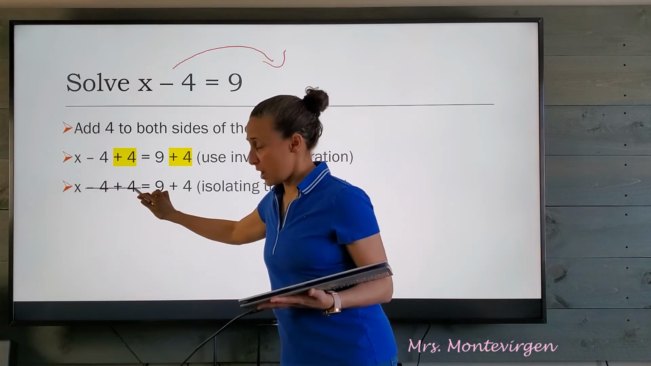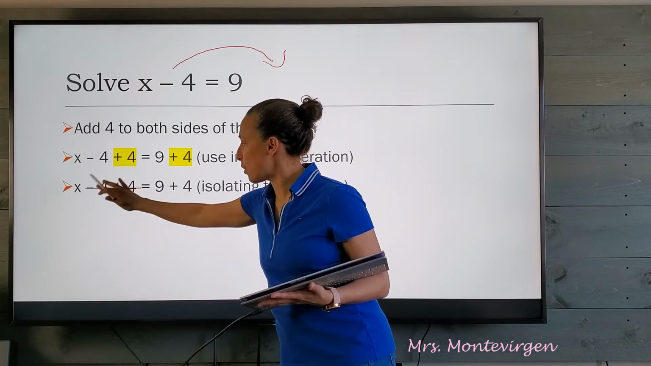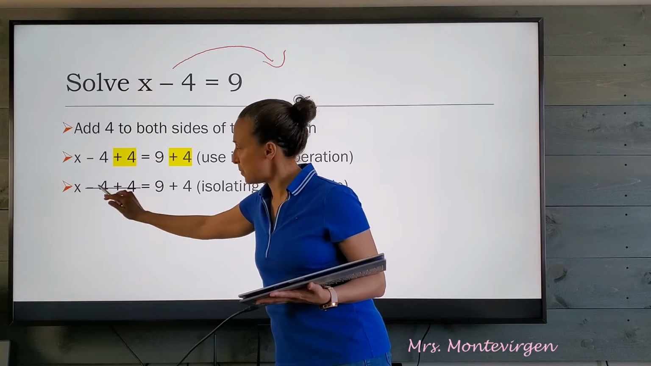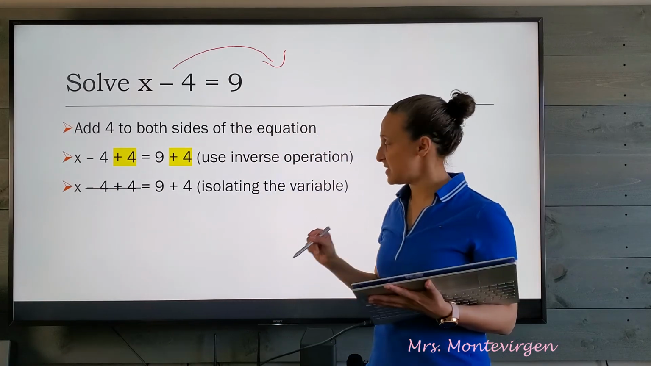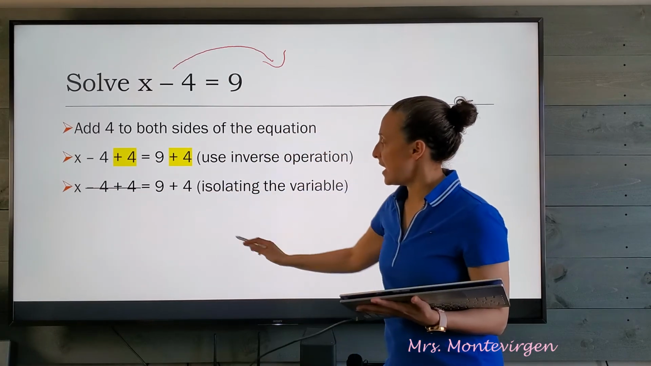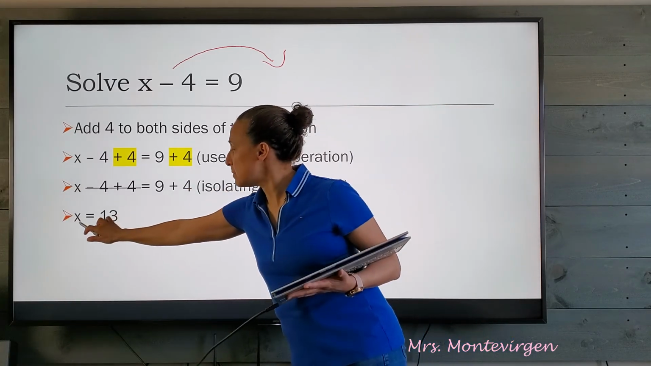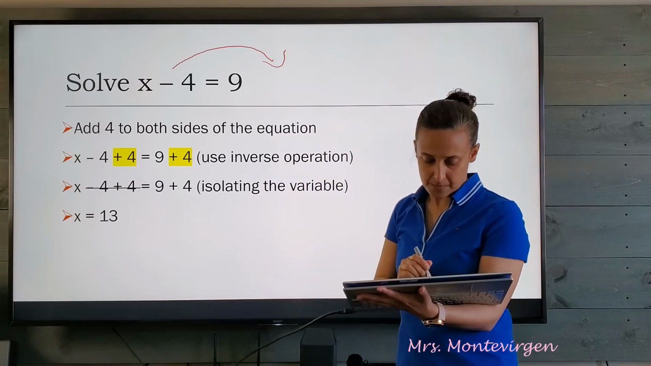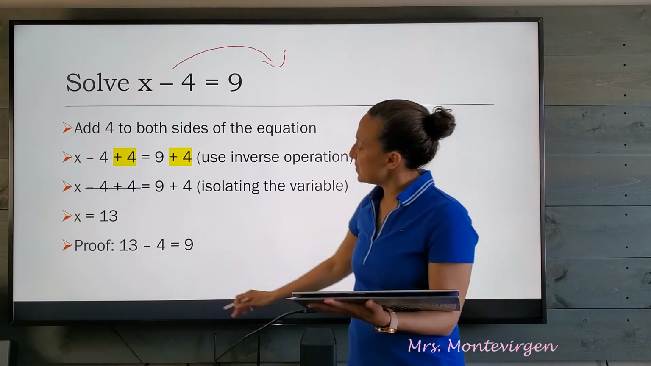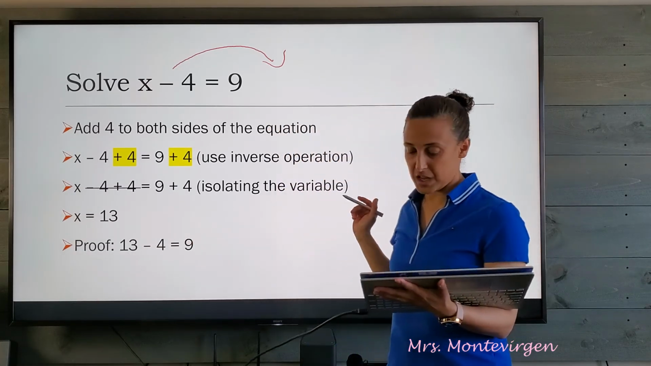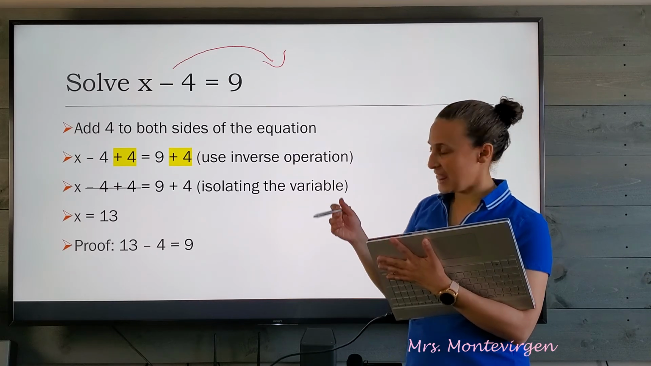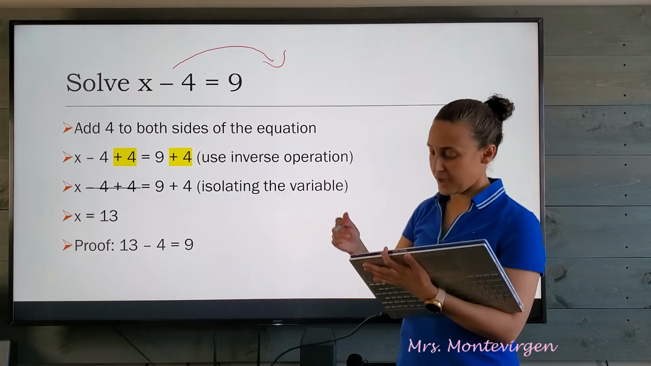Okay, again, I've crossed it out. So take away 4 plus 4, that has disappeared. That x now is by itself. And now I have 9 plus 4, and that's what I'm looking for, which gives me x equaling 13. There's my proof statement, 13 minus 4 equals 9. And that's the example that we have.